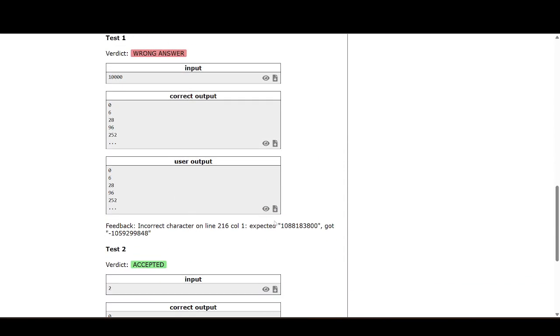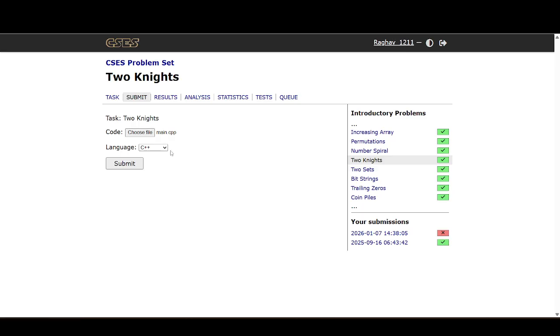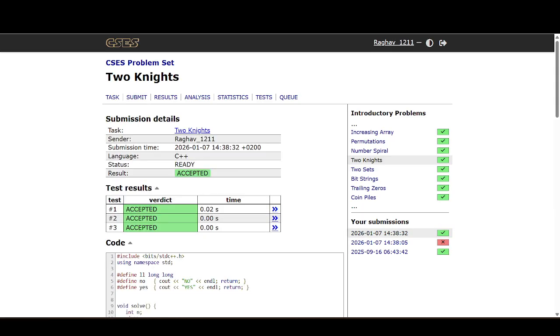So at one place I got wrong answer. That must be because of the long, since everywhere I'm taking large values, I must use long. That must be surpassing the integer limit. Let me resubmit it. Yeah, it got accepted.